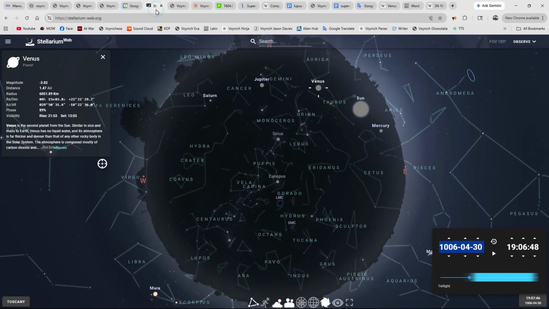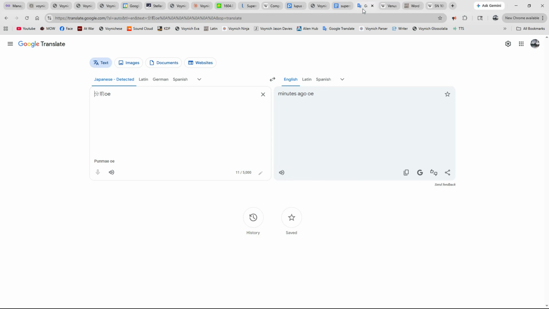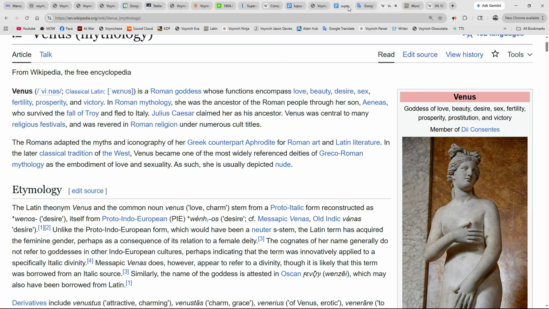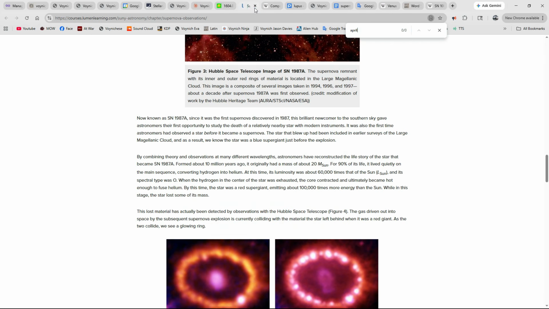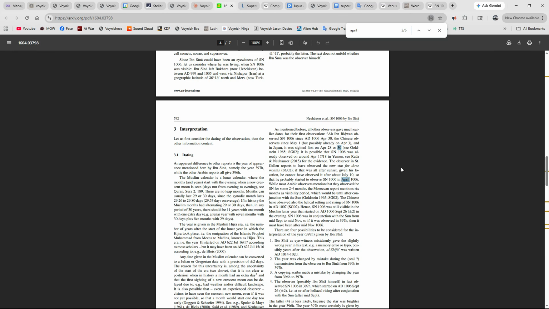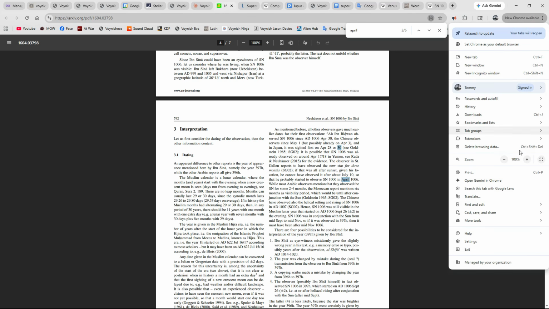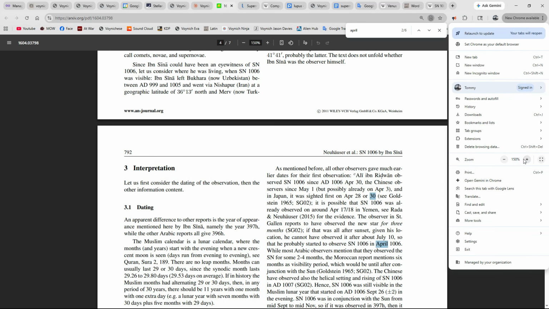So if we go into here, and if we go for April 30th, which I've been focusing in on, let me blow this up for you. It says Ali ibn Ridwan observes supernova AD April 30th. And so I think that's where Wilfred Voynich also observed it.